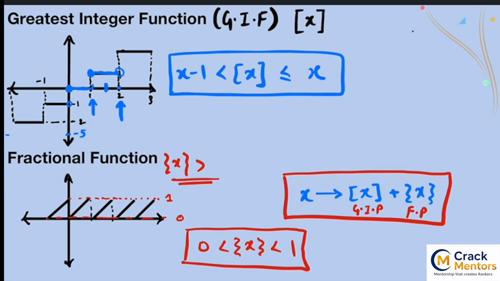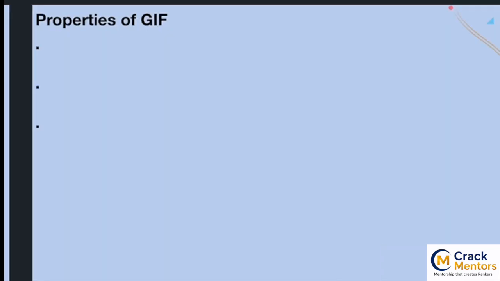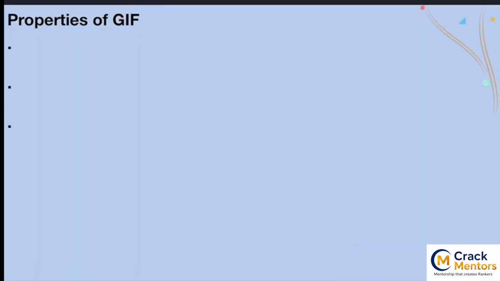Okay, so we can write the first property. What is it? The greatest integer will always lie between x minus 1 and x. The next property is, what if I write it as this?